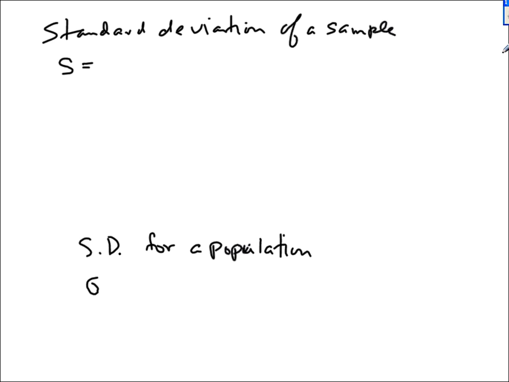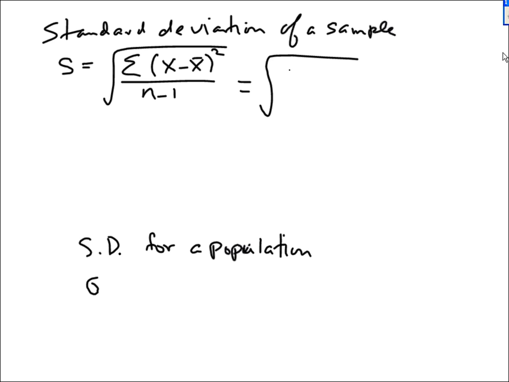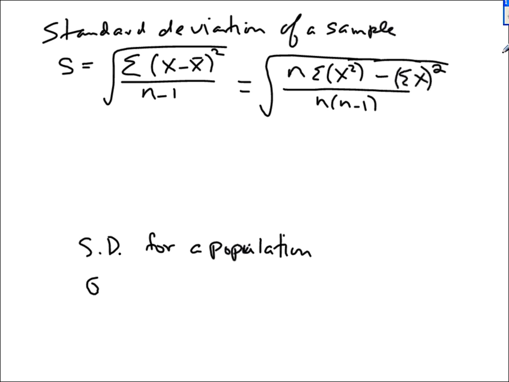And there are two ways to compute this standard deviation of a sample. One way is you add up x minus x bar squared divided by n minus 1. Take the square root of that, or you take the square root of n times the summation of what I just wrote, minus the summation of what I just wrote. Find that summation and then square it. And this gets divided by n times n minus 1.